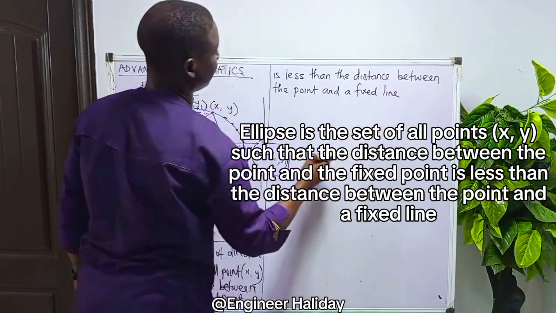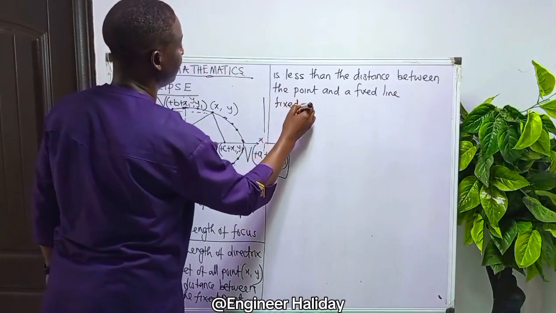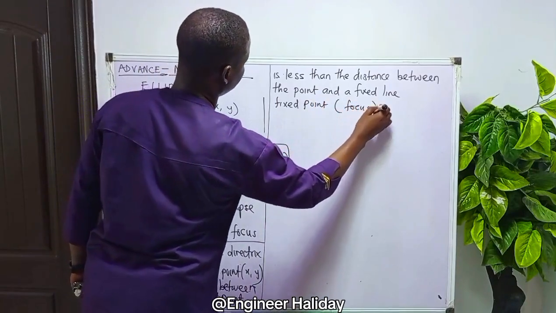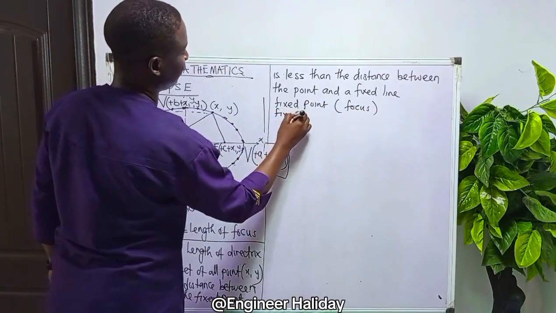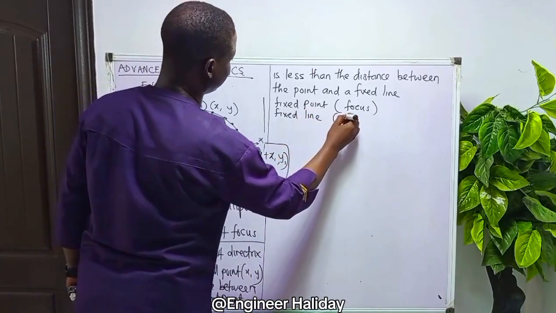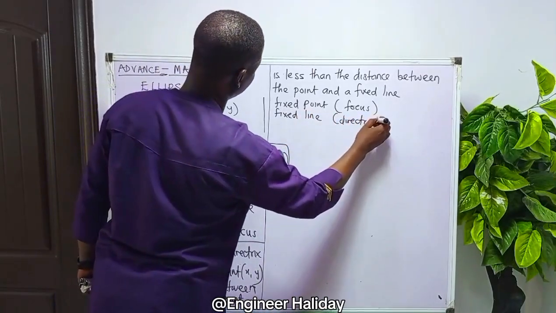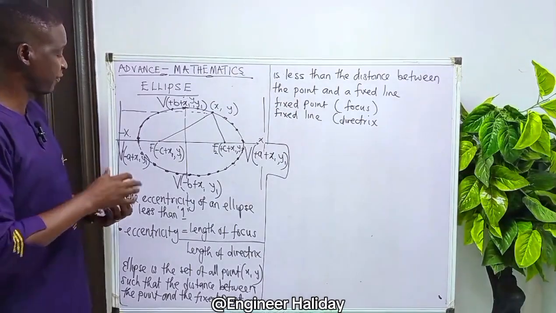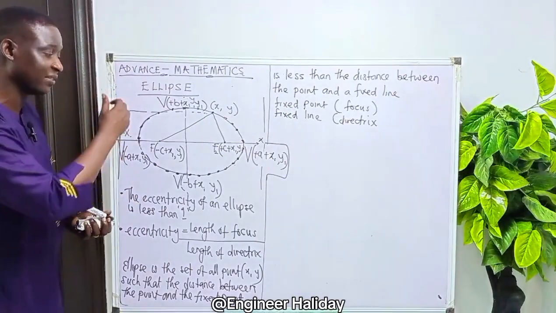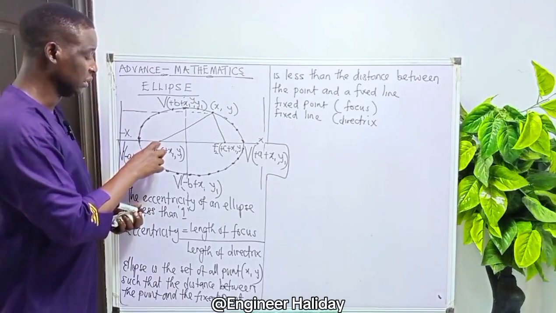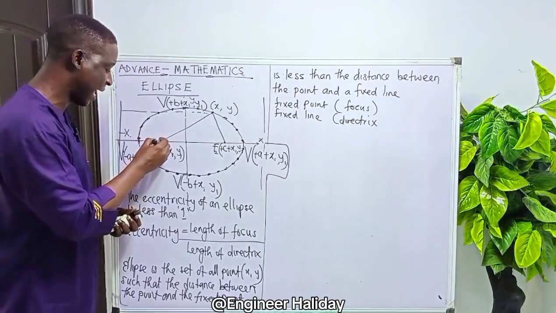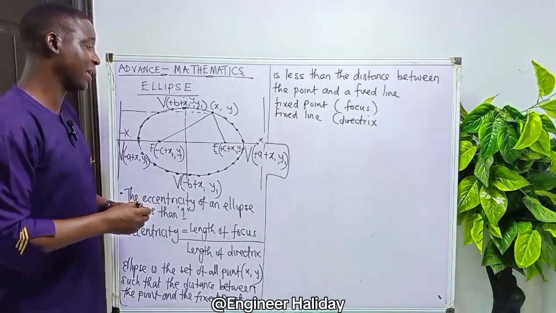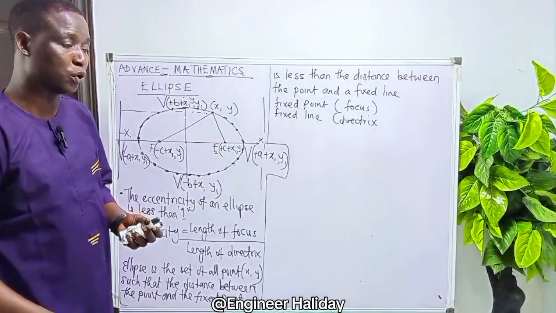Now this fixed point is what we call the focus, while the fixed line is what we call the directrix. Don't forget, we call this one the directrix. That's what we call the fixed line. Now these fixed lines are vertical lines, while the focus is inside the ellipse, which we use to analyze the shape of the conic section.